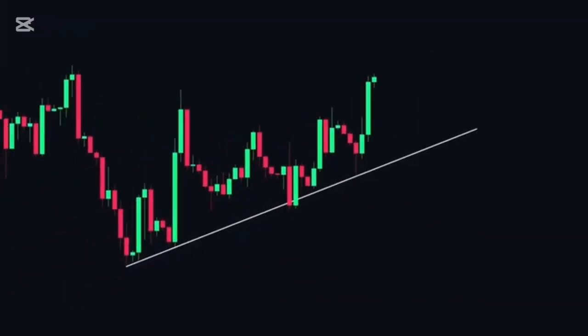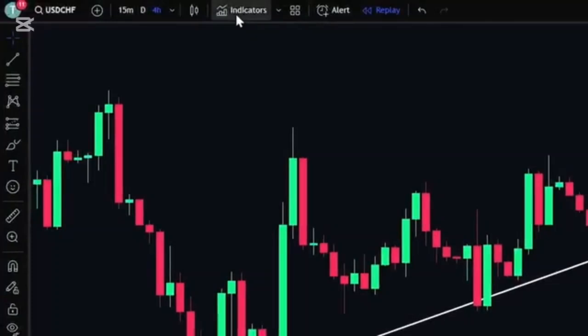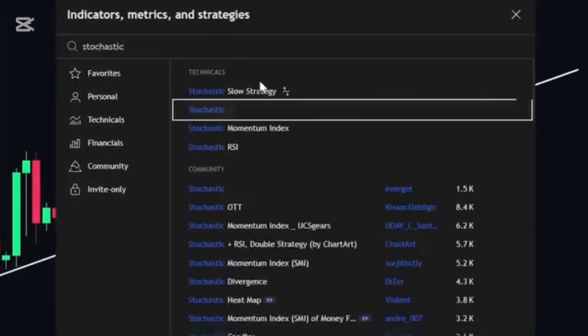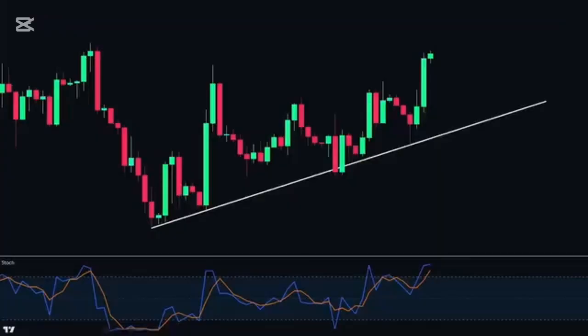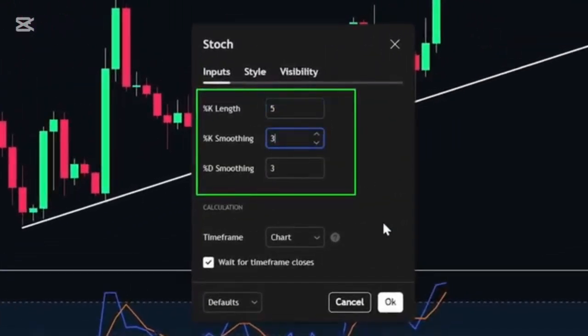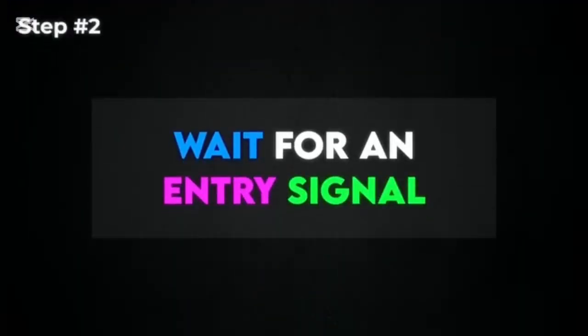Next, I use an indicator called the stochastic. To apply it, go to the indicator section on your charting platform, type in stochastic, and click this one to apply it on your chart. Once it's applied, we need to change the settings to the custom settings I normally use. So, go to its settings and just copy these values. This will help the indicator give better signals. Now that all the tools are set, we can start looking for entries.